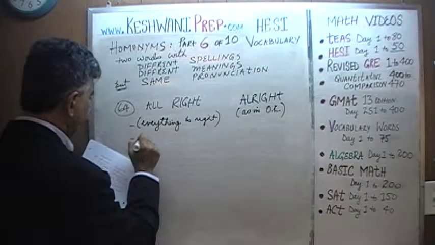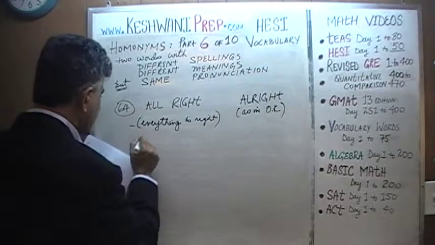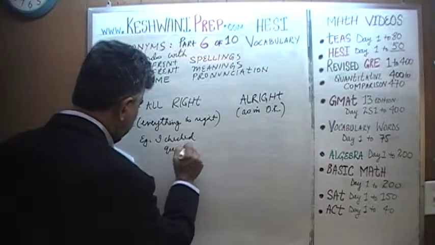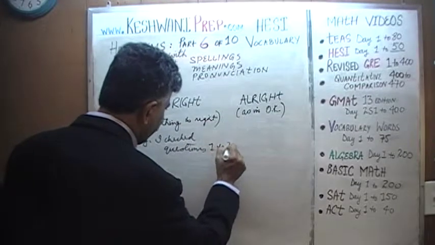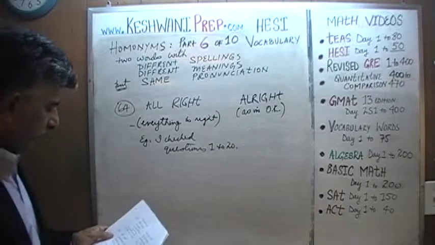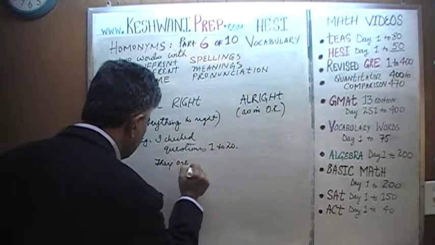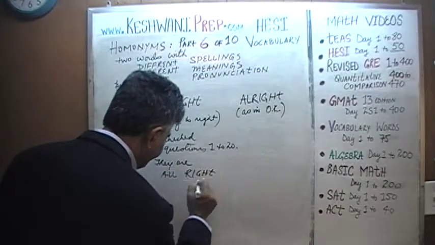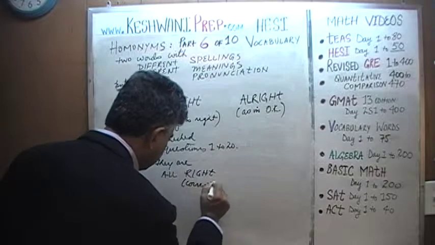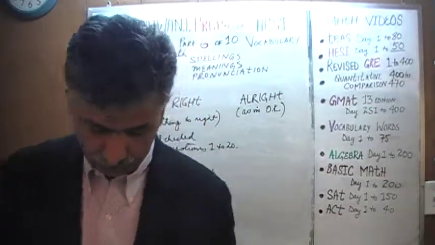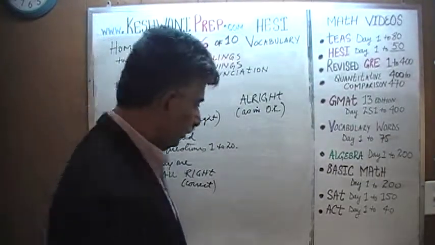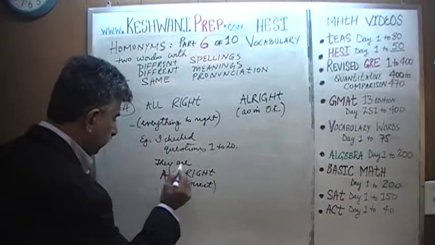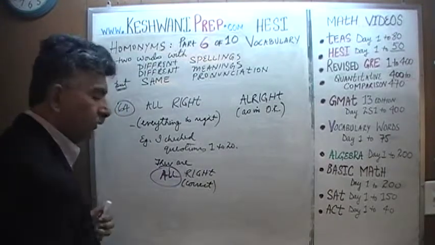I checked. I checked questions 1 to 20. I checked question number 1 to 20 and they are all right. They are all correct. I checked them all. I checked all 20 of them and now I put away the red one and I'm looking for the red one. And they are all right. All of them are right. All of them are correct.